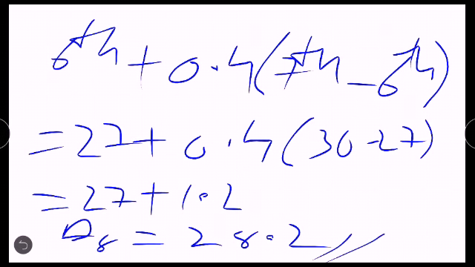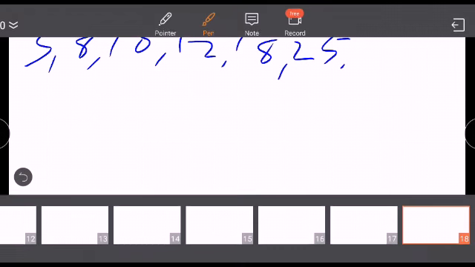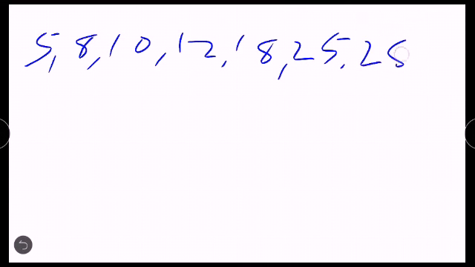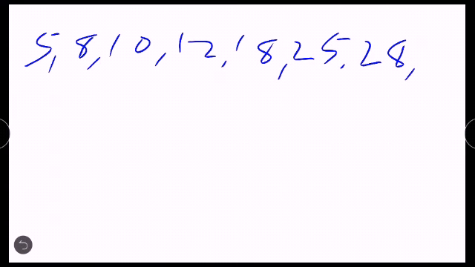And now let us find the percentile value for the given data. Let us take new values: 5, 8, 10, 12, 18, 25, 28, 30. So total 1, 2, 3, 4, 5, 6, 7, 8. 8 observations are there here.